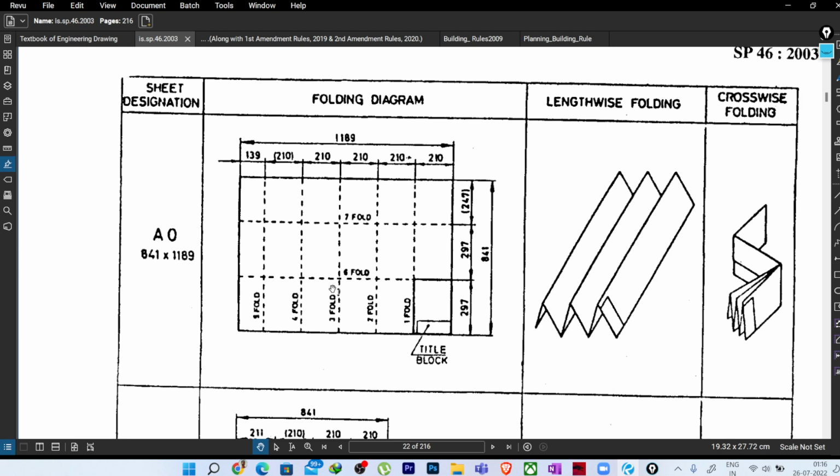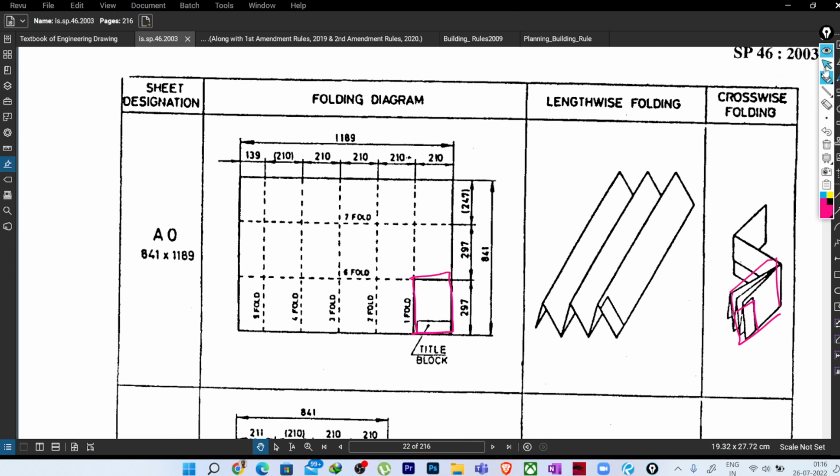Okay, so in the horizontal direction we'll be making 5 folds, and in the vertical direction we'll be making 2 folds. So finally we'll have a paper like this. When you send the drawing to the site, it will be just like this, folded like this, but this title box is visible, so one can easily understand what drawing it is.